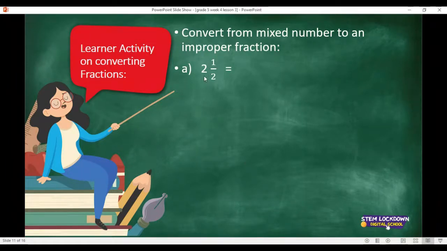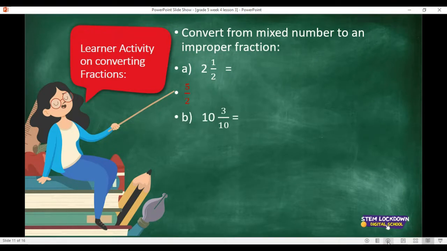So here, it's 2 wholes. So which means that our whole is made of 2, right? So we'll say 2 over 2 plus 1 over 2, and then the answer is 5 over 2. Second method, if you want to use the second method, you can say this whole multiplied by the denominator. So you say 2 times 2 equals 4, and then you say plus 1, which is 5 over 2. So the answer there is 5 over 2.